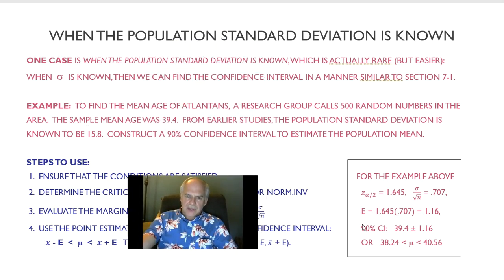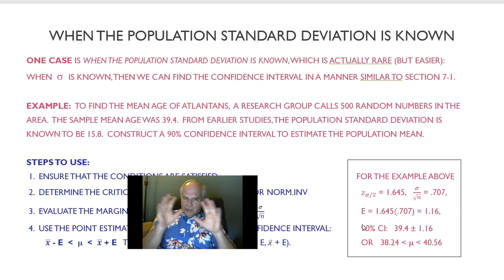Now, the first case is when you know the population standard deviation, and this is actually a more rare situation. Often you will not. But it's a little bit easier to do this type of confidence interval.